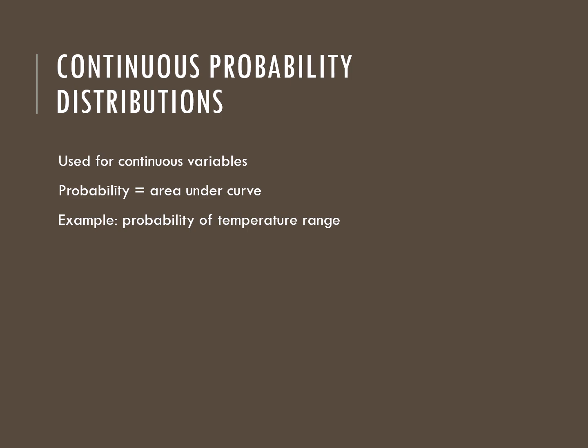Unlike discrete variables, we don't calculate a probability at one exact point. Instead, probability is shown as an area under the curve. For example, we can calculate the probability that the temperature is between 20 and 25 degrees, not exactly 23, 22, or 21 degrees.